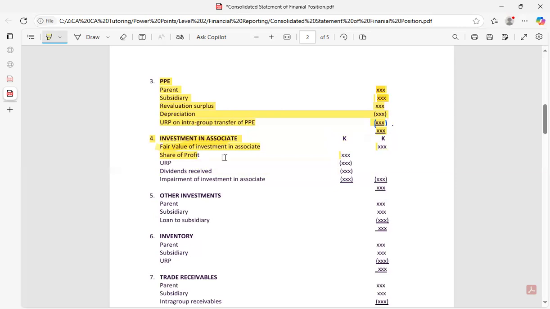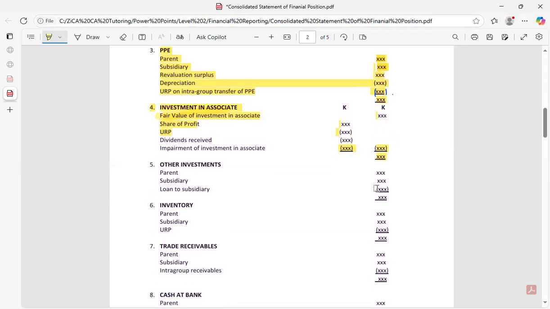And then you deduct unrealized profit. You also deduct the dividends that were received, and then you also deduct the impairment on what? On the associate. And then we're going to have this figure, and then you find the net. If it's negative or if it's positive, you add it to the fair value, and then you're going to have the total investment in associate, which you're going to post to the statement of financial position. Then other investments, right? If at all there are other investments, for the parent, other investments, you include them there. For the subsidiary, other investments, you include them here.